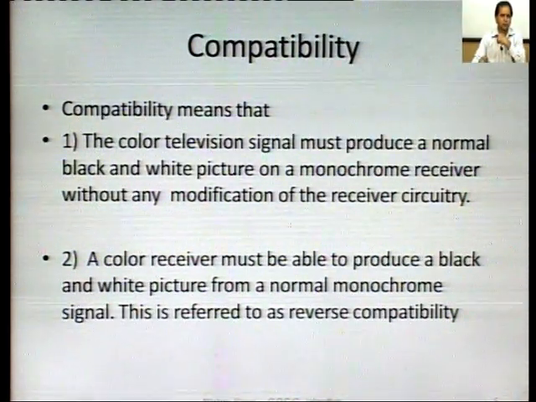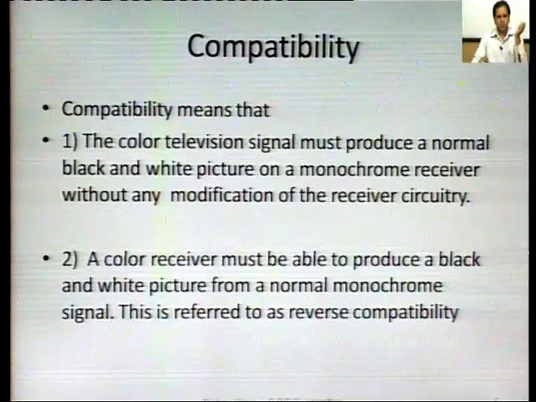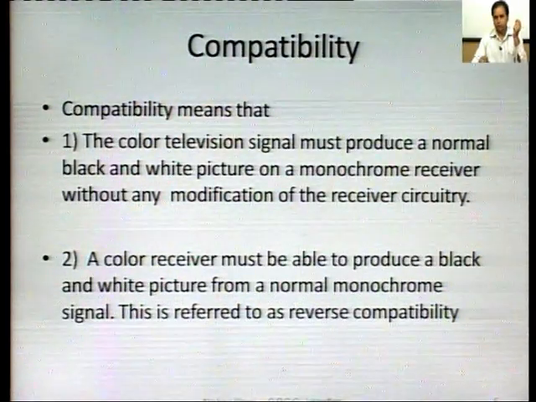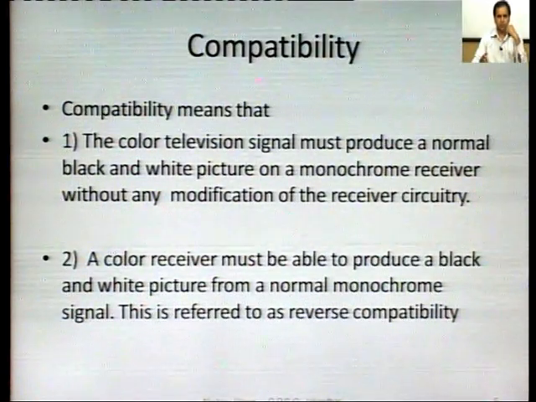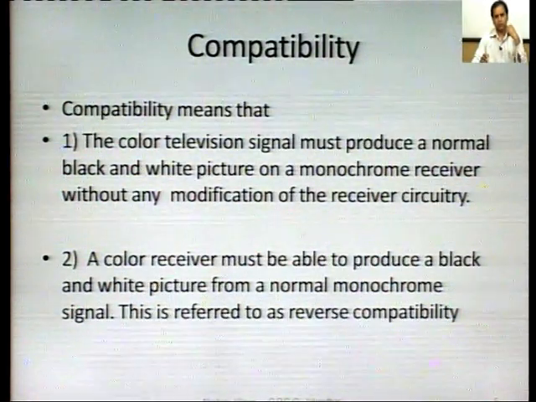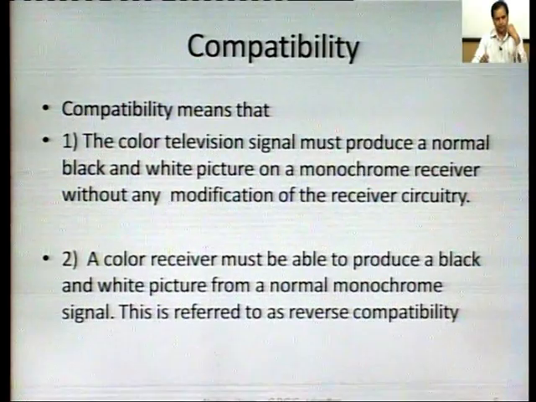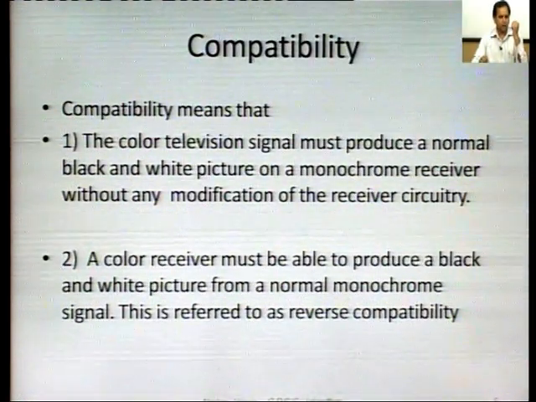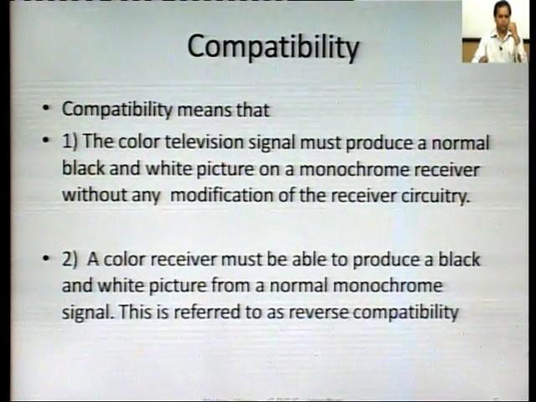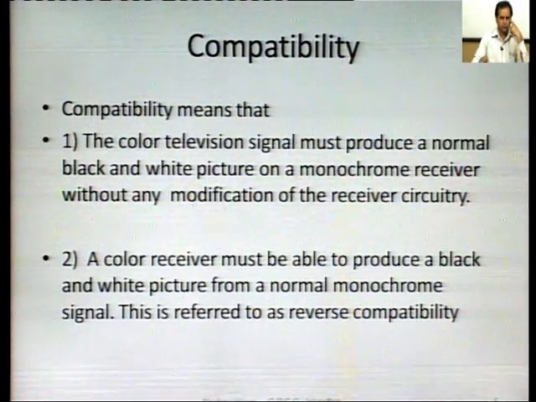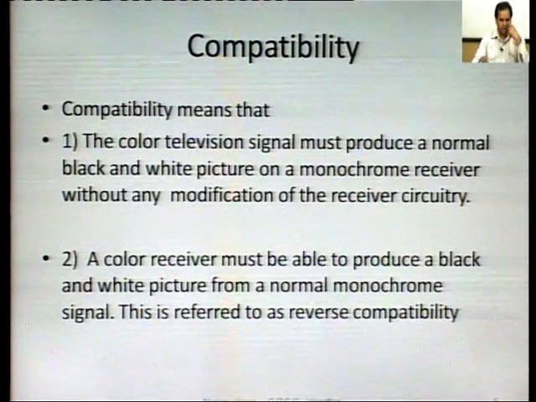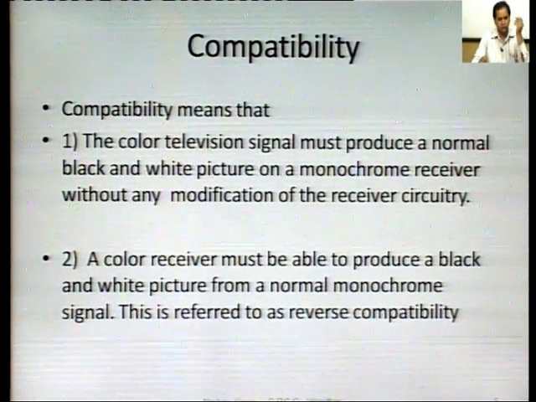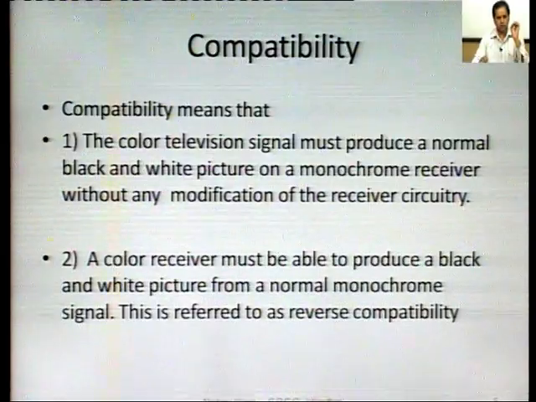Compatibility means the color television signal must produce a normal black and white picture on a monochrome receiver without any modification of receiver circuitry. Number 2, the color receiver must be able to produce a black and white picture from a normal monochrome signal. This is referred to as reverse compatibility. So, these are the two constituents of compatibility.